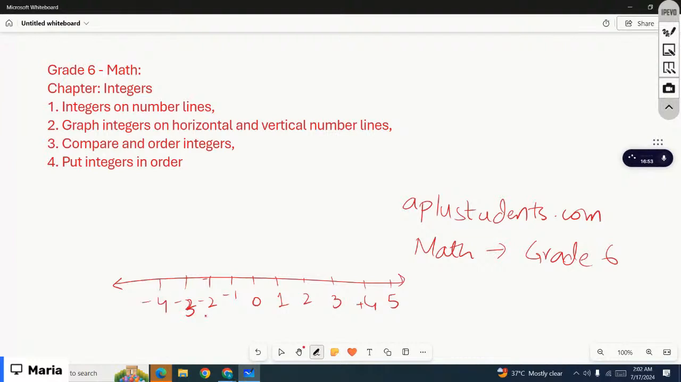So on the right, numbers are getting greater and each next number is greater than the previous one. For example, after 5, the next number is 6. So 6 is greater than 5. So the numbers are getting greater and greater on the positive side. And the numbers are getting smaller and smaller as you are moving far away from 0. On the negative side, the numbers are getting smaller and smaller. The next number is negative 5. Negative 5 is less than negative 4, right? So as you are moving far from 0, the numbers are getting smaller and smaller.